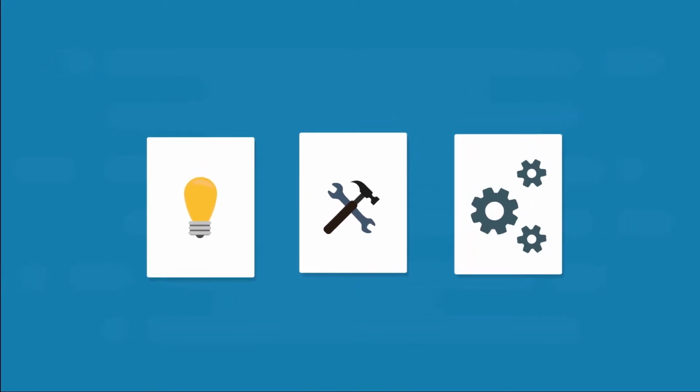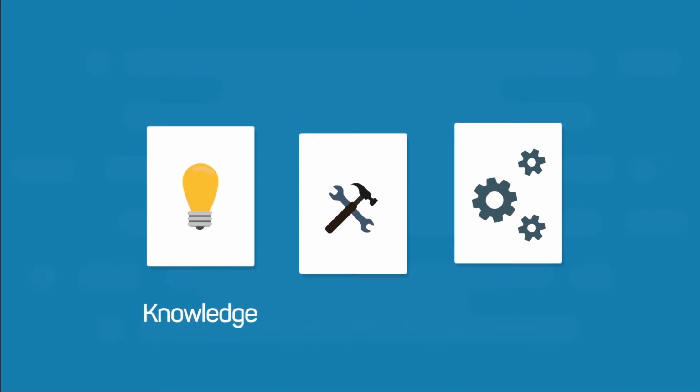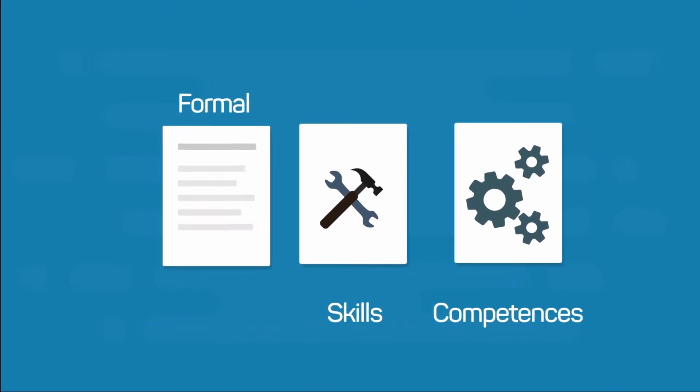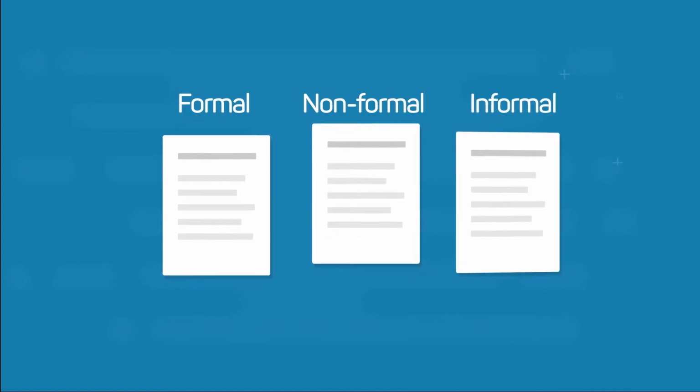a learning process. In other words, ECVET shows knowledge, skills and competences acquired in a formal, non-formal or informal way. The individual learning outcomes are assessed and validated.